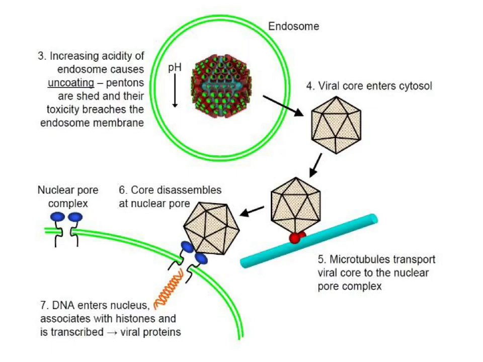When the endosome becomes more acidic, this triggers uncoating of the virus. The outer capsid disassembles, revealing the viral DNA protein core. The shed spikes have a toxic function and breach the membrane of the endosome, allowing the viral core to escape into the cytosol of the host cell.